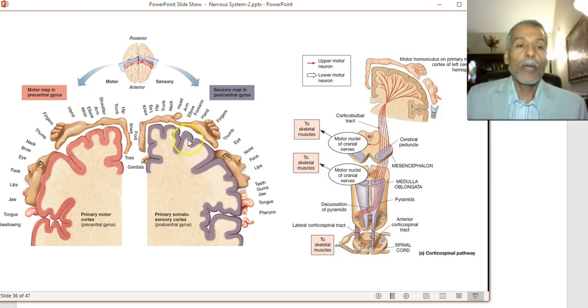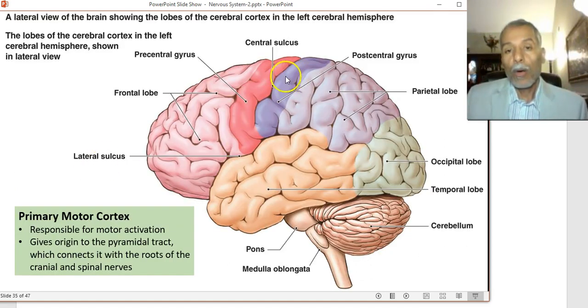So that's the sensory homunculus, and then the motor homunculus. The sensory homunculus, or the sensory cortex here, is sometimes called the somatosensory cortex. That is part of the parietal lobe, parietal cortex. But it lies next to the motor cortex. And the motor cortex is part of the frontal lobe.